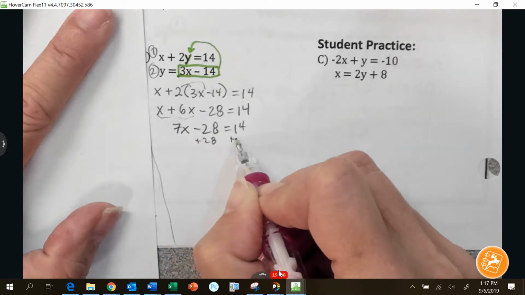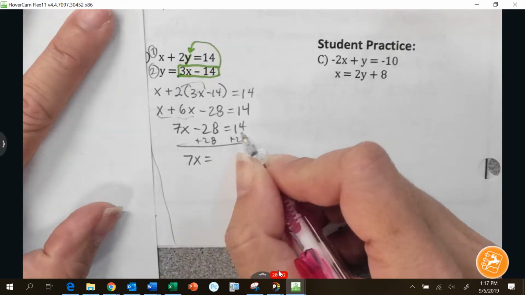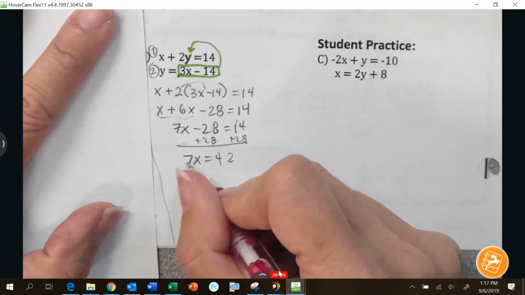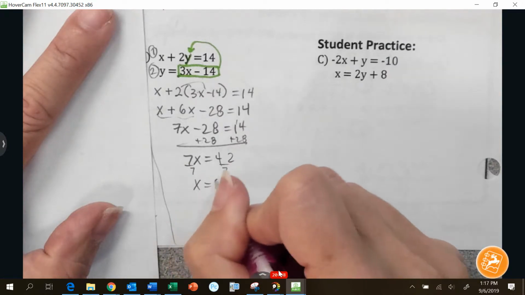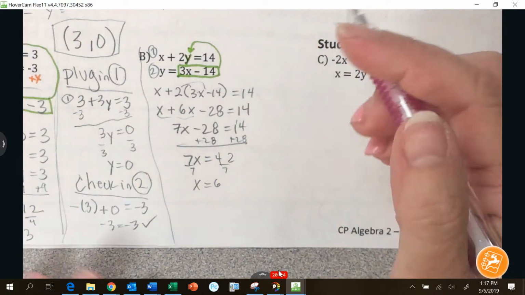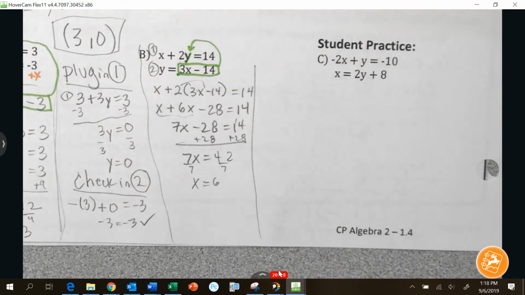Add 28. We get 7x equals 42. Divide by 7, x is 6. All right, I found x. Dakota, I'm guessing you added x and 6, x was 1. Yes, exactly.